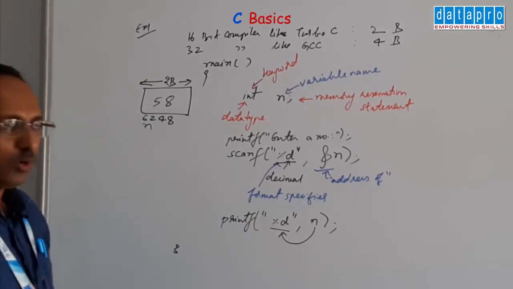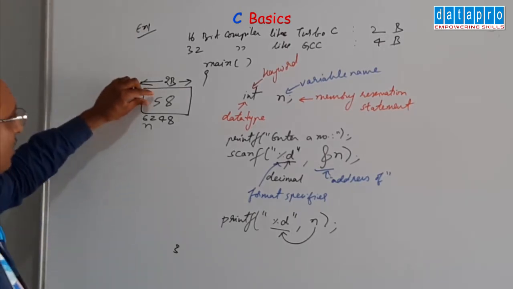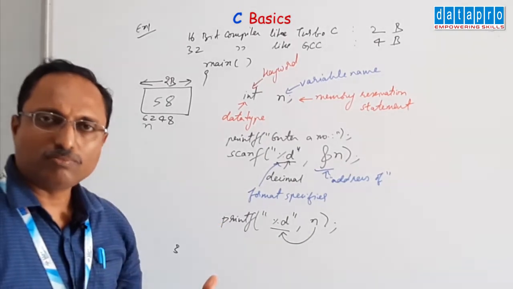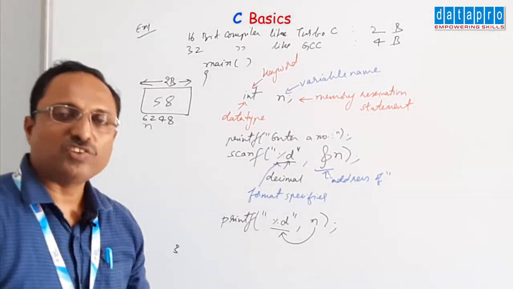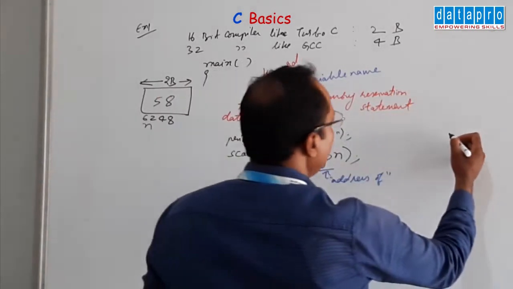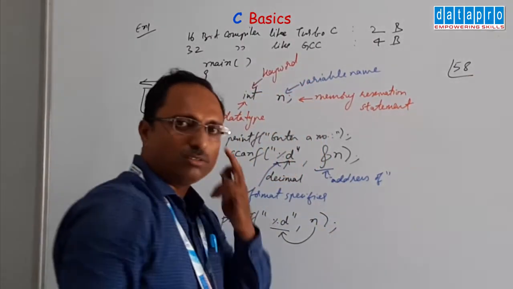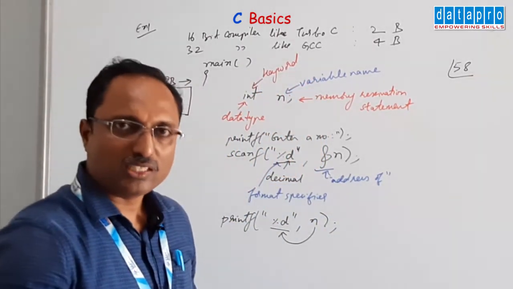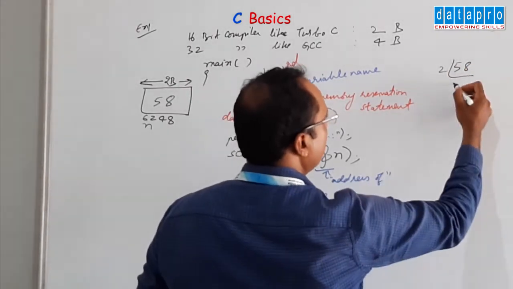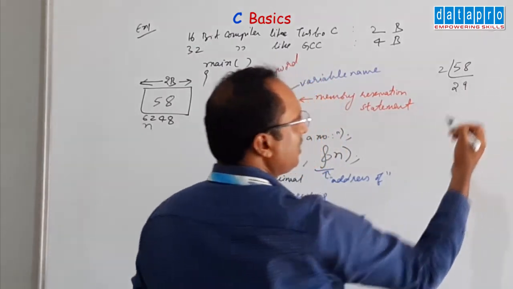There is one more point I want to explain in this program itself. Every value in RAM is stored in the form of binary, meaning zeros and ones only. Let me show you how it is stored. Say for 58, any number can be converted into binary form, that is into zeros and ones, by dividing it by 2. So 2, how many times? 29 times, precisely.